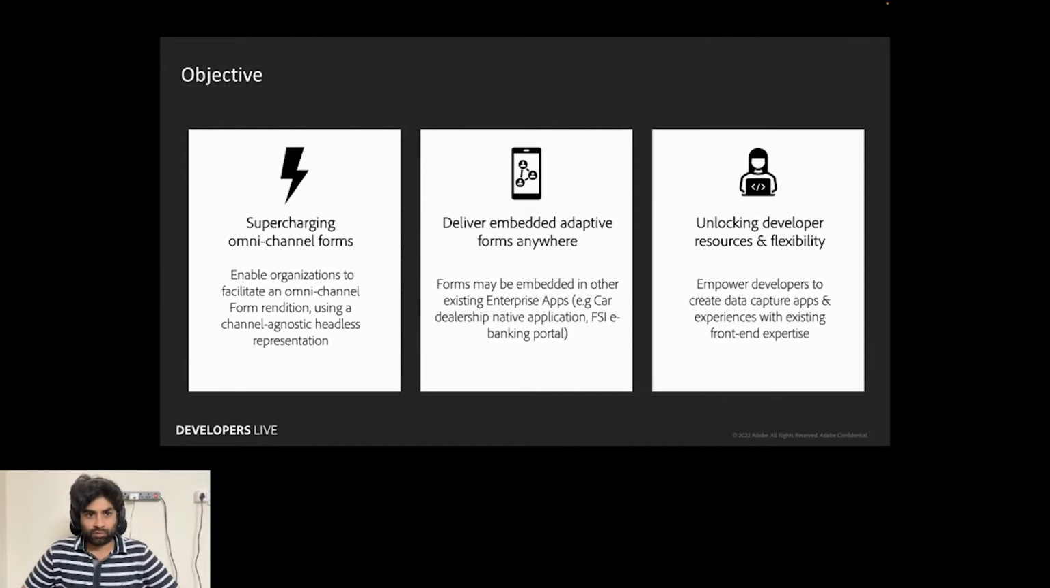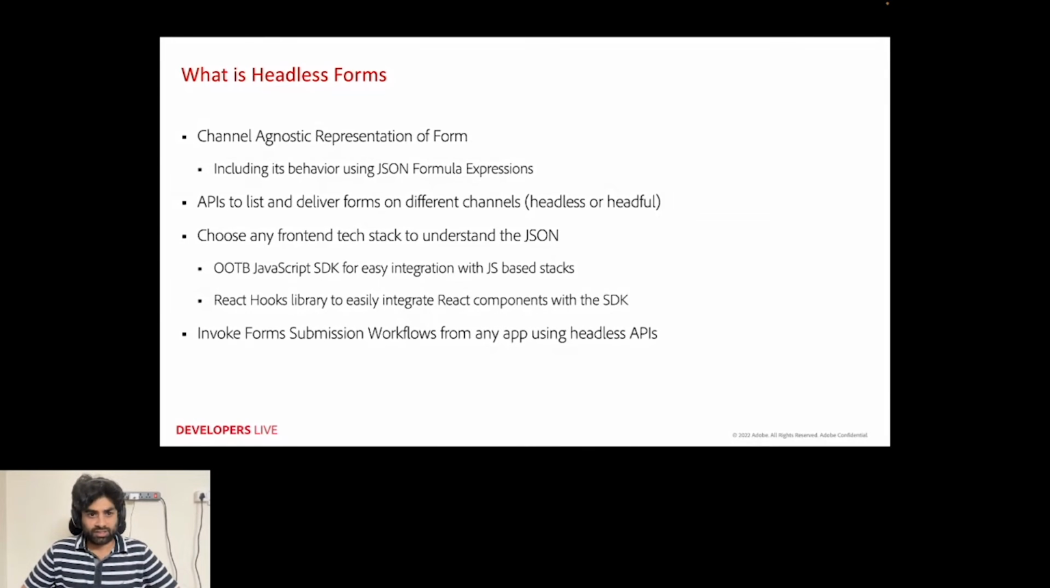So what exactly do we mean by headless forms? When we say it's a channel agnostic representation, what that means is we are representing the form purely in JSON, including all its behavior, which also comprises the structure of the data that it produces and consumes, all the form validations and behaviors that may include the show-hide features and the calculations that Tony was showing earlier, maybe invoking an FDM call or fetching data from any third-party services. All that information is represented in the JSON.